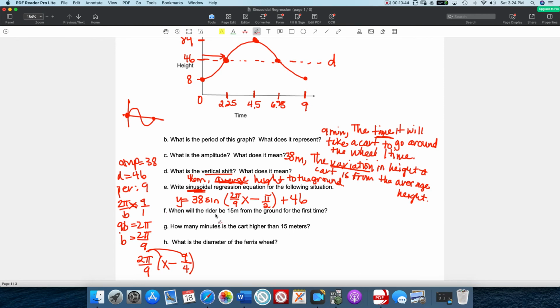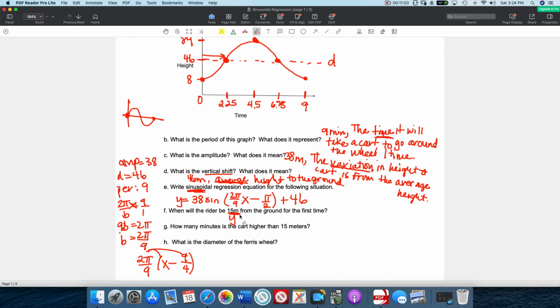Now, part F. When will the rider be 15 meters from the ground for the first time? Well, this is a number that they're wanting you to plug in. So you need to determine, do I plug it in for X or for Y? Well, it says meters. So that's not a time. That's going to be a height. So this is going to be a Y.